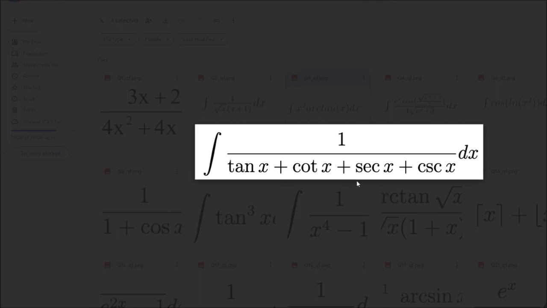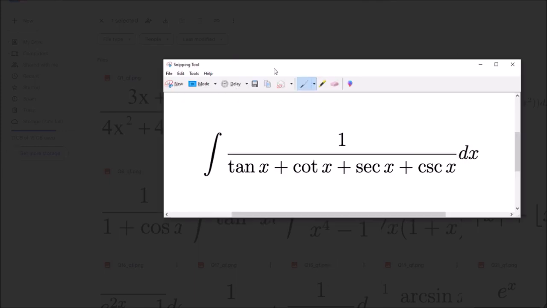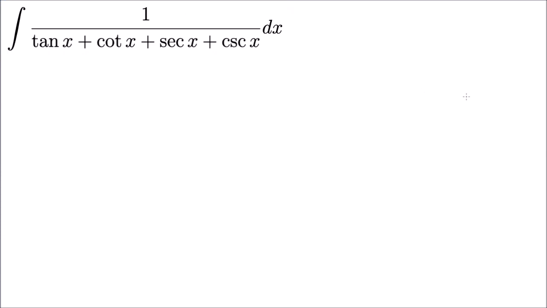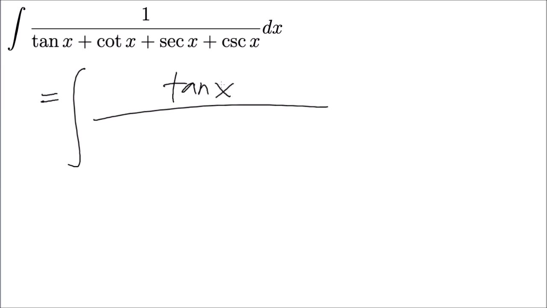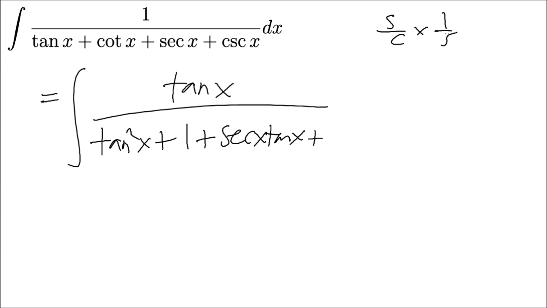Oh, beautiful. A JEE Main integral. Thanks, goddamn Poseidon university. I don't think that's their mascot. I might be wrong. But divide everything by tangent, no, sorry. Multiply top and bottom by tangent x, I get tangent square plus 1 plus, and then this is, let's see, secant x tangent x plus, and then s times c times 1 of s, so secant x, and then this is secant square.